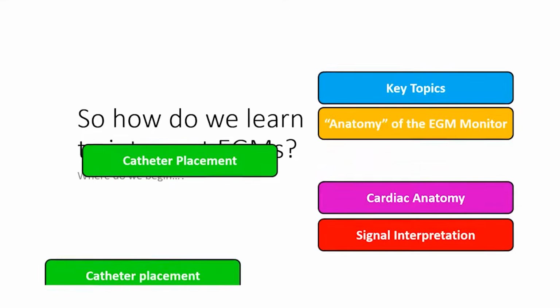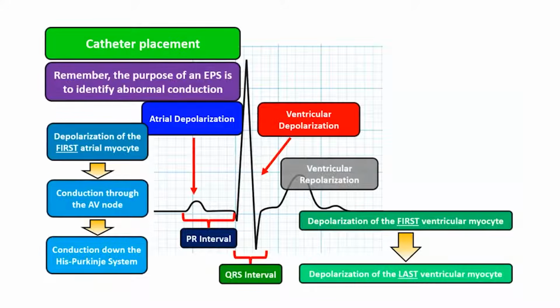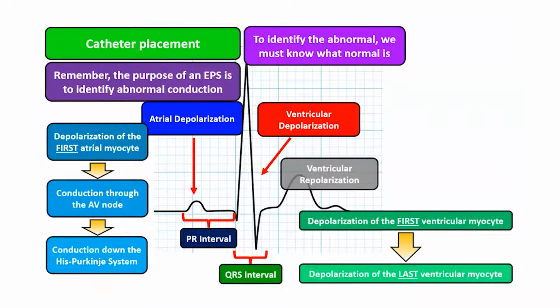So next, let's focus on catheter placement. We've reviewed the typical activation of the heart. And if we're remembering, the purpose of an EP study is to help identify abnormal conduction. So, to identify the abnormal, let's first review what normal is.